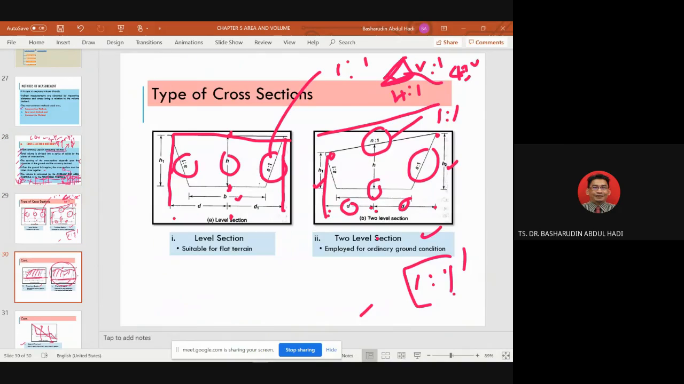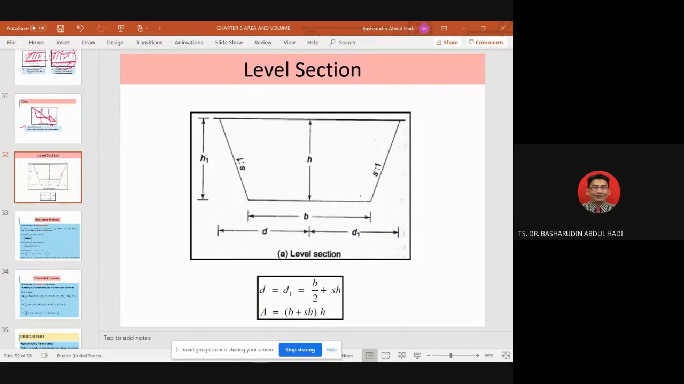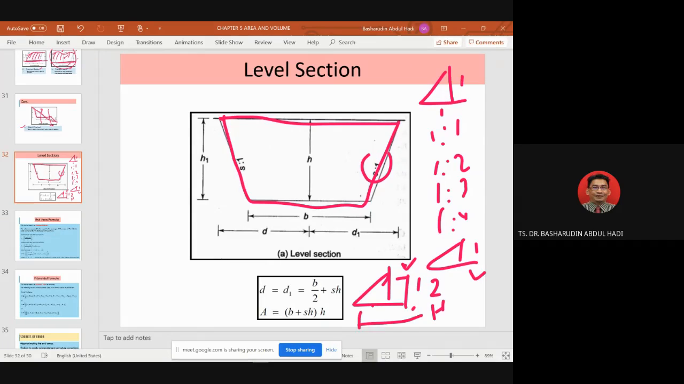So we finish this one, and we call it slide 32, where you can see the first one, the level section. Because we have the shape like this, the original one, we call this our desire. We have a slope, maybe 1 to 1, or maybe 1 to 2, or 1 to 3, or 1 to 4. Remember, 1 to 1 is something like this: 1 horizontal, 1 vertical. 1 to 2 is 1 vertical, 2 horizontal. 1 to 4 is 1 vertical, 4 horizontal. That is how we determine this one.